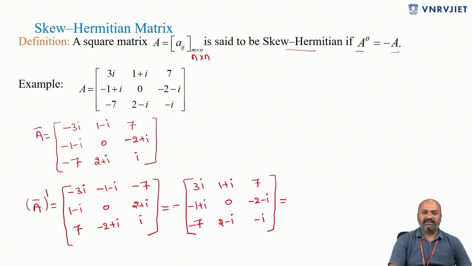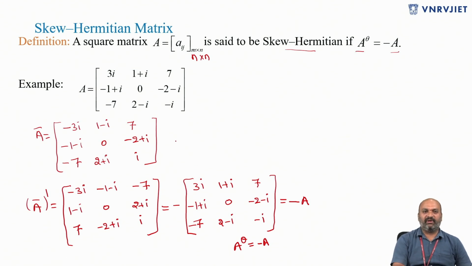Observe now carefully. This is minus of the matrix whose first row is 3I, 1 plus I, 7, the same as A. The second row is minus 1 plus I, 0, minus 2 minus I. The third row is minus 7, 2 minus I, minus I, which are the same elements as A. So this is minus A. We found that A theta equals minus A. That is, we can say the matrix A is a skew Hermitian matrix.